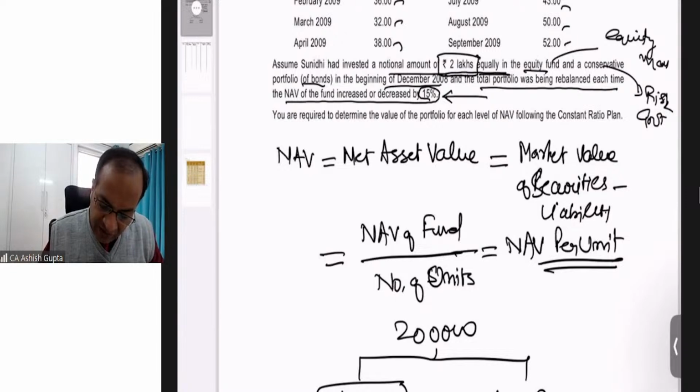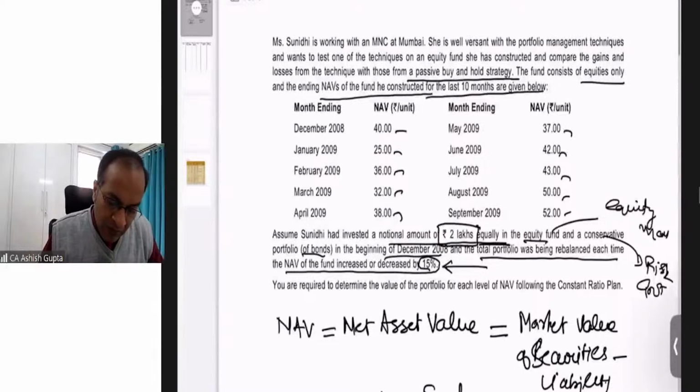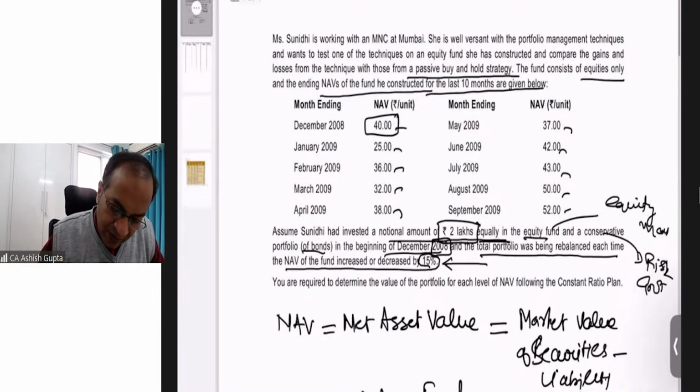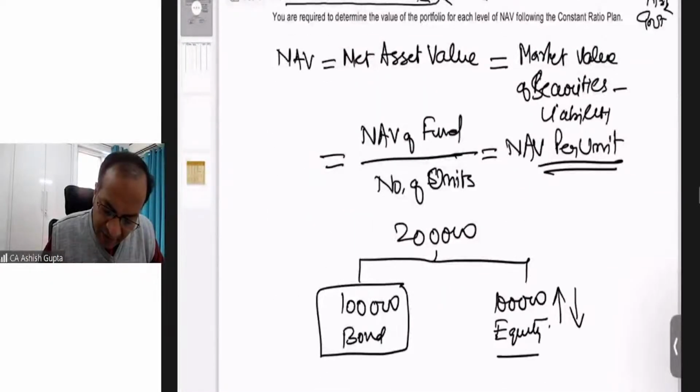So 1 lakh will be invested in equity. Please note, this value may go up and down. Today, the NAV at which she is investing, in the beginning of 2008, is 40. So the number of units will be 1 lakh divided by 40, which means 2500 units of equity funds.